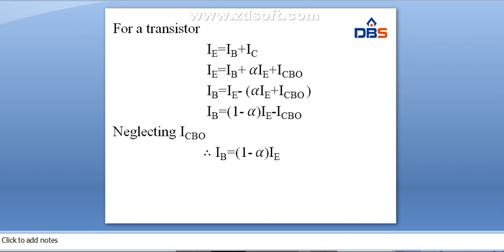See here, for the transistor IE equals IB plus IC, and in place of IC you substitute alpha IE plus ICBO. So IB equals IE minus alpha IE minus ICBO, and IB equals 1 minus alpha into IE minus ICBO. If you neglect this ICBO, then IB becomes 1 minus alpha into IE. So that is the base current.